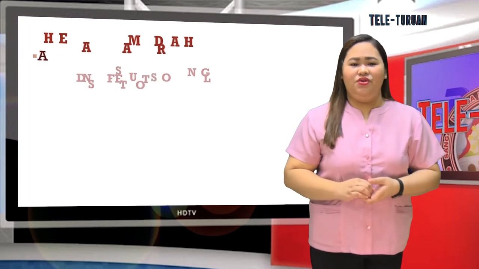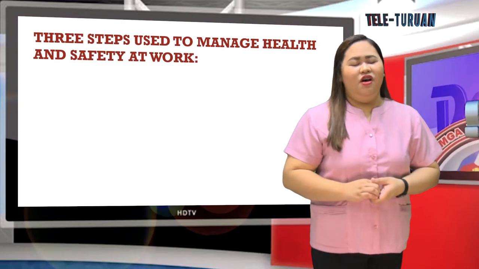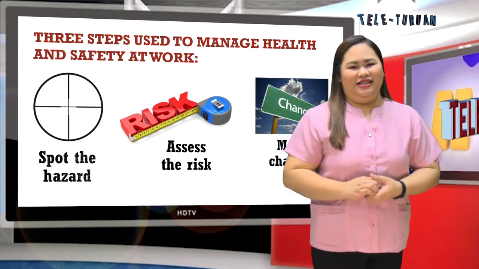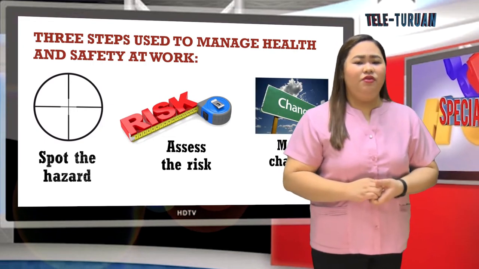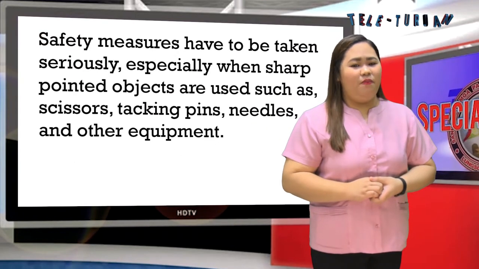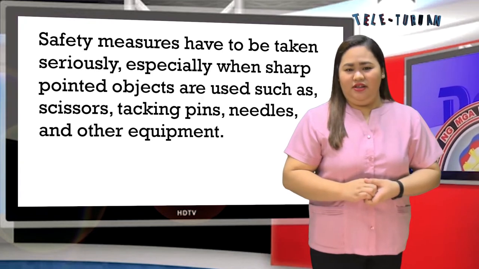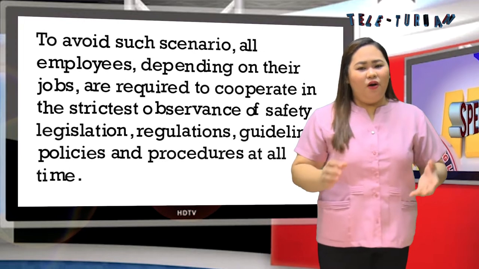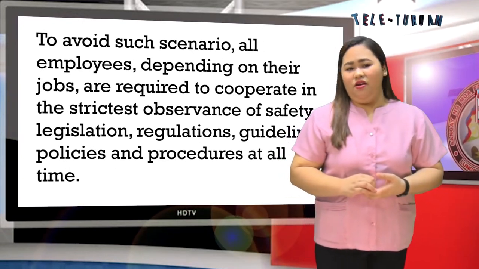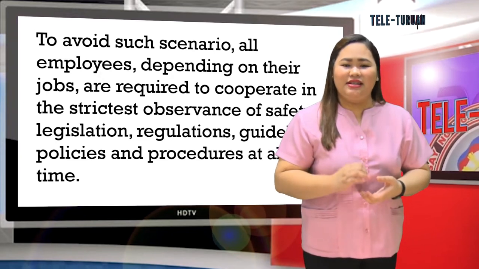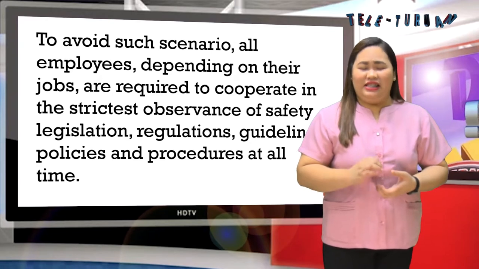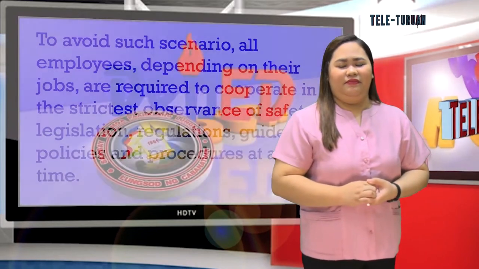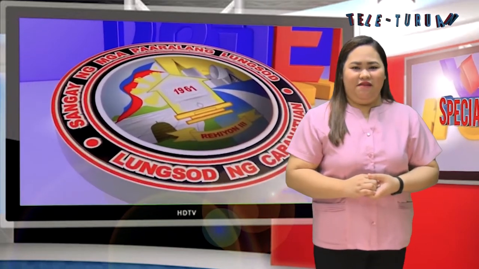There are three steps used to manage health and safety at work. First, spot hazards. Second, assess the risk and manage changes. Safety measures have to be taken seriously, especially when sharp pointed objects are used, such as scissors, tacking pins, needles, and other equipment. To avoid such scenarios, all employees depending on their jobs are required to cooperate in the strictest observance of safety legislation, regulations, guidelines, policies, and procedures at all times. Remember, stay healthy and safe.